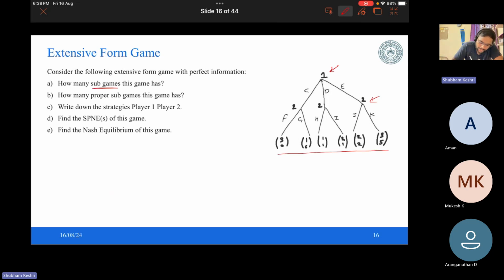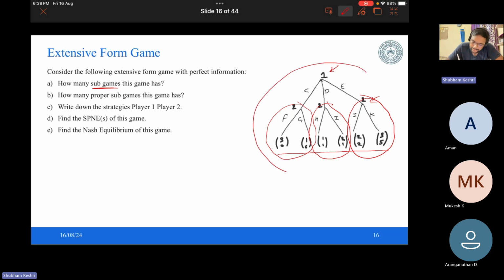So the first question is, how many subgames are there in this game? So let us identify the subgames. You see, this is the first subgame. This is the second subgame. This is the third subgame. And this is the last subgame. So there are 4 subgames in this game. Is this all right?